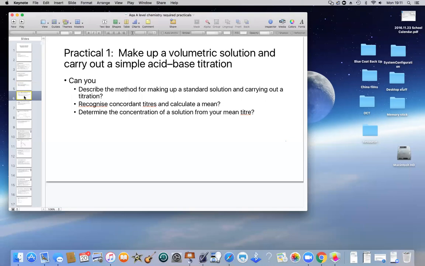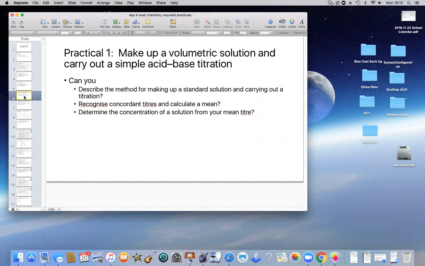Okay, so let's begin by just going through each practical one at a time. Look at the main points, the main features that you need to be aware of. So the first one, making up a volumetric solution and carrying out a simple acid-base titration. You should be able to describe how you would do this. You should be able to identify concordant titres from your results and calculate the mean in the correct way.